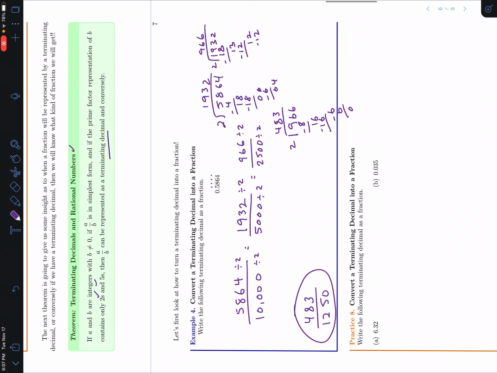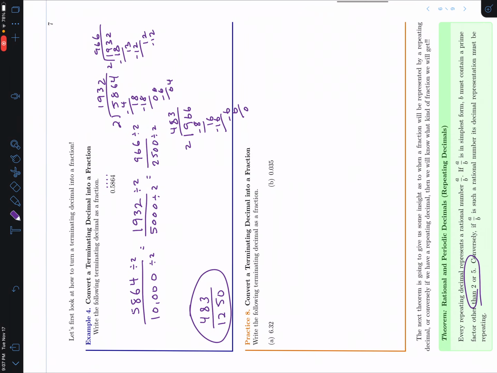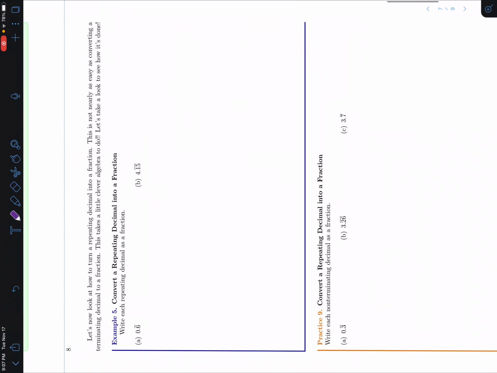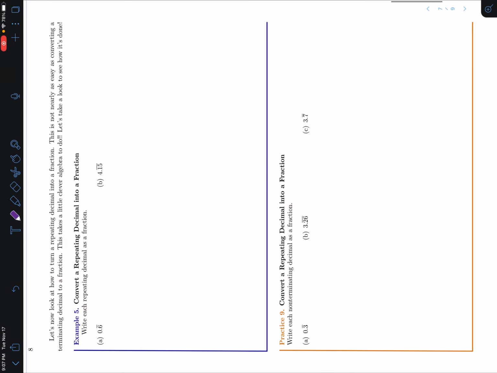So again, if you don't remember it, it's not that big of a deal, but it is kind of cool that there's actual rules that you could look at ahead of time to determine whether you're going to end up having a repeating or a non-repeating decimal. All right, so let's take a look at example 5 here.